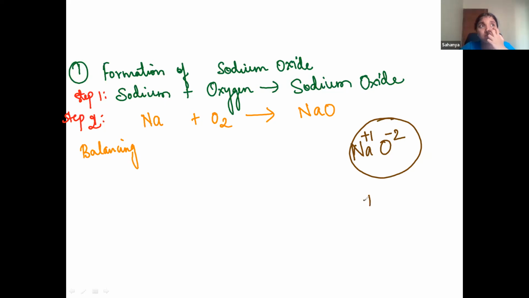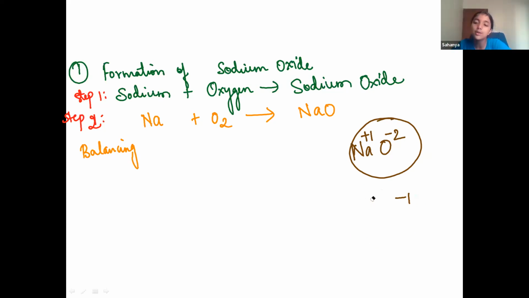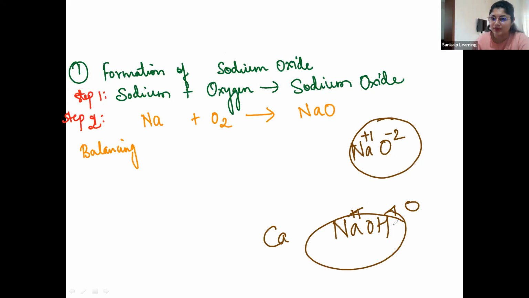How will it be neutral? When you have +1 and -1, the overall molecule will be 0. But here it is not neutral. Neutral means they will have neither a positive charge nor a negative charge. Suppose I take a simple one, NaOH. Na is +1, OH is -1, so the overall charge will be 0.